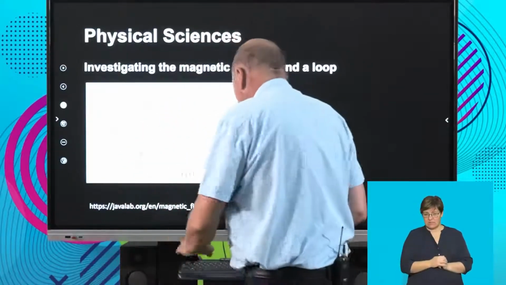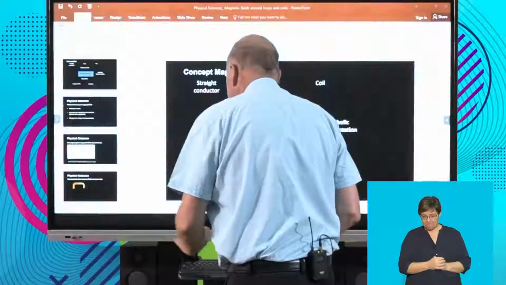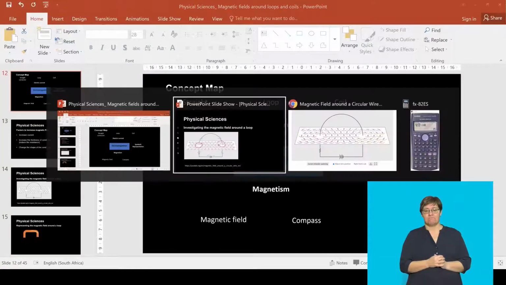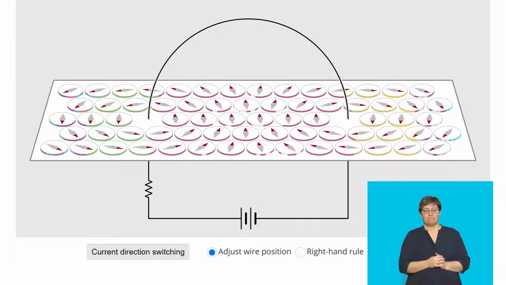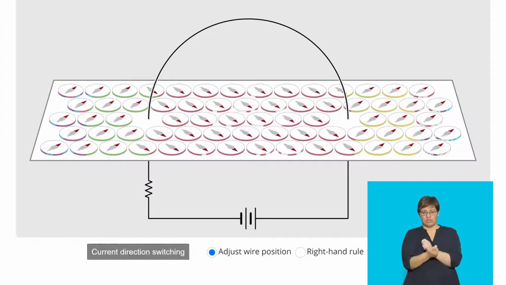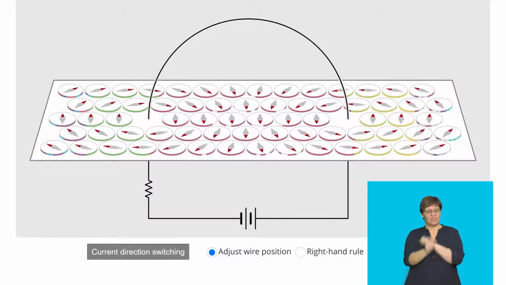But you know what? Let's go and investigate. So here we have the application, and there are a couple of things that we can do. We can, first of all, recognize what happens if we change the direction of the current. Now, look, the needles all changed. They're now pointing in the opposite direction.